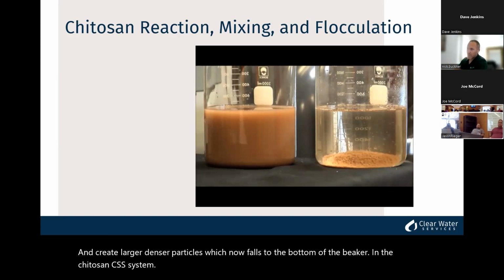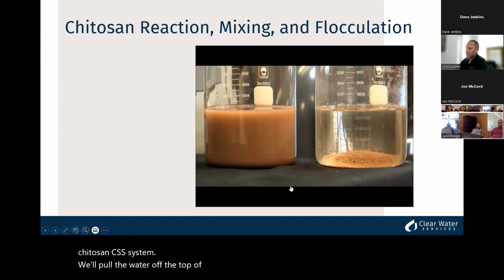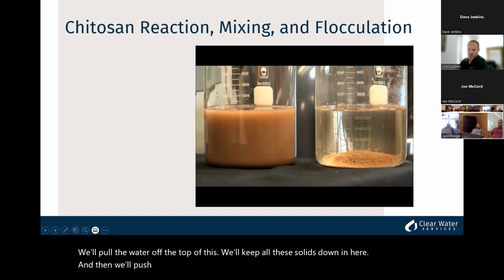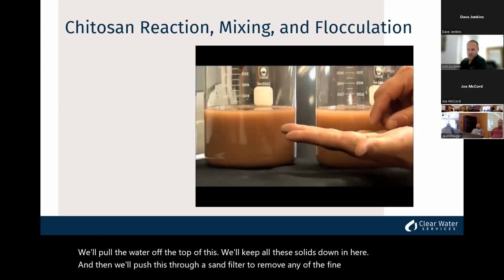In the chitosan CESF system, we'll pull the water off the top of this. We'll keep all these solids down in here, and then we'll push this through a sand filter to remove any of the fine particles and residual.